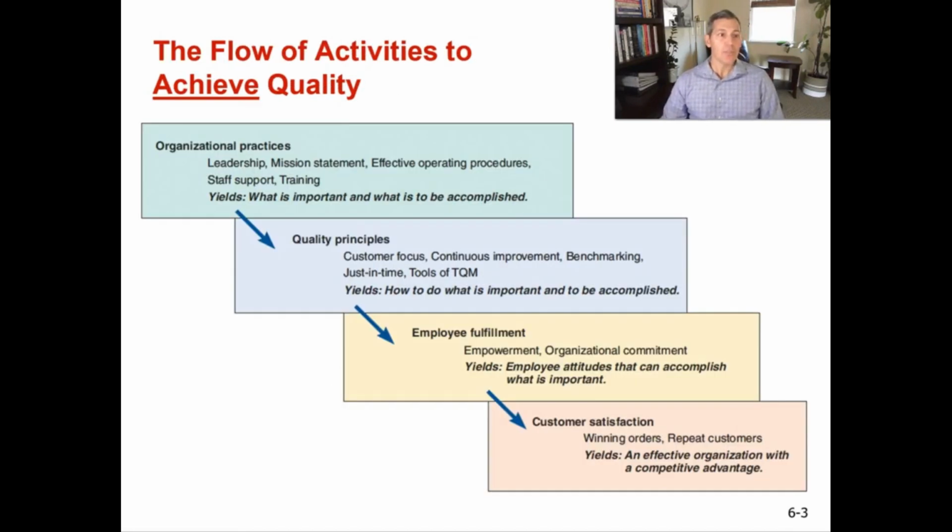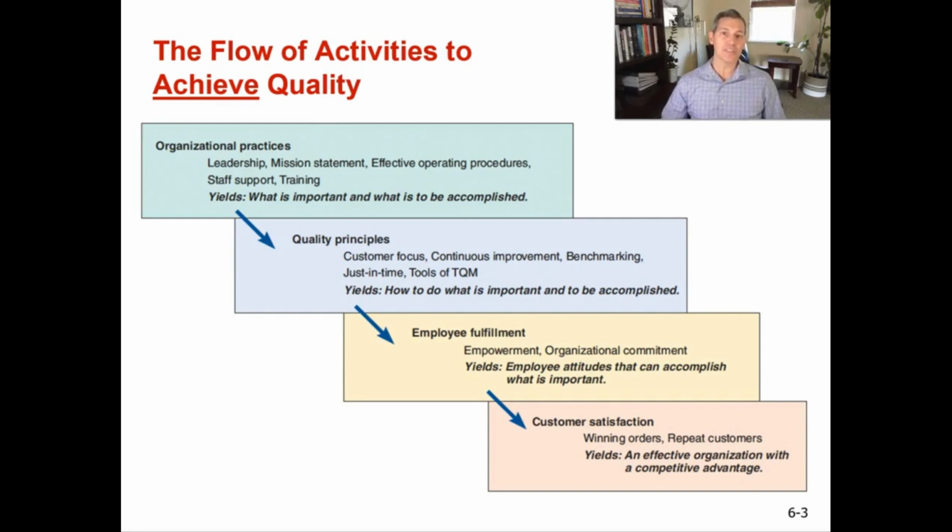So the book talks about the flow of activities to achieve high quality. What do we need to do to actually build quality into our organizations? So organizational practices, these are some of the things that we talked about in Chapter 1 and in Chapter 2. This is having strong company leadership, mission statements, operating procedures, training. Those are all the things that we do to yield what is important and what needs to be accomplished. I think of this as our strategies.